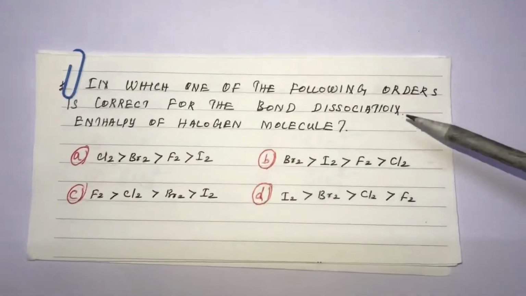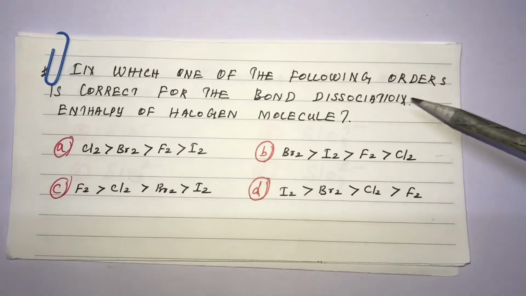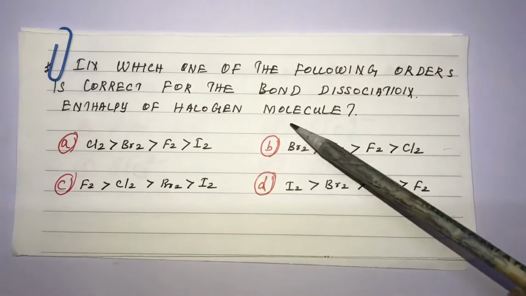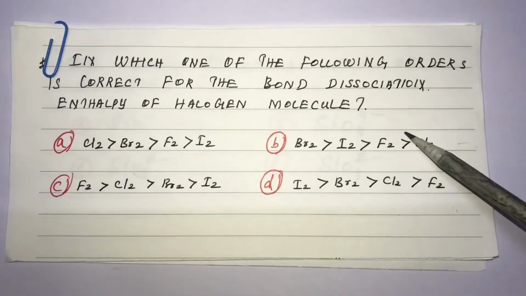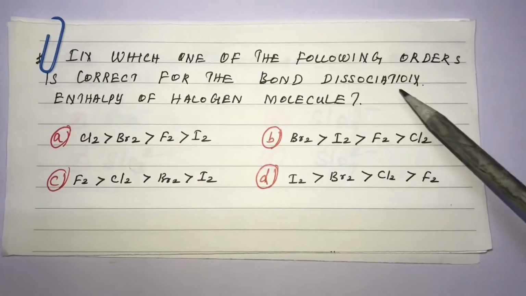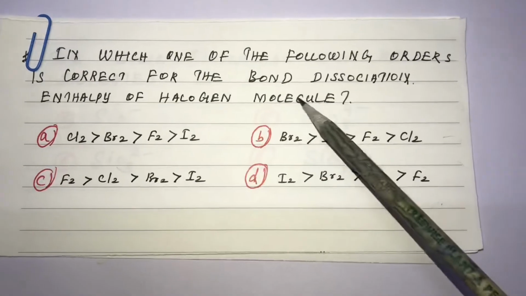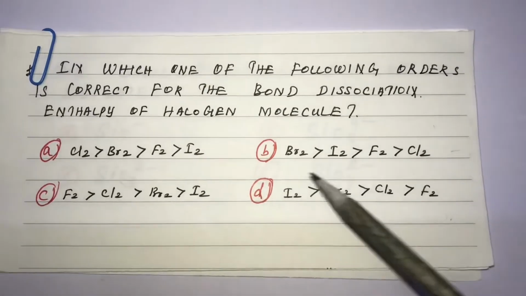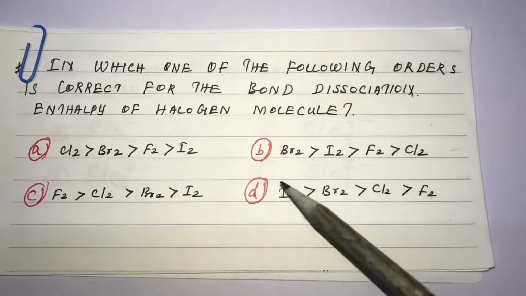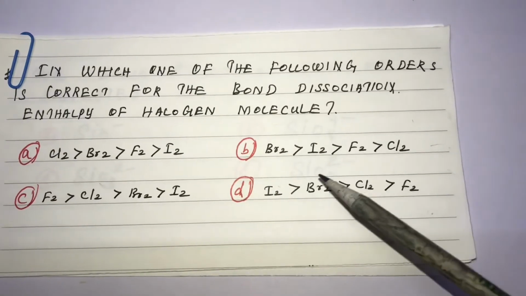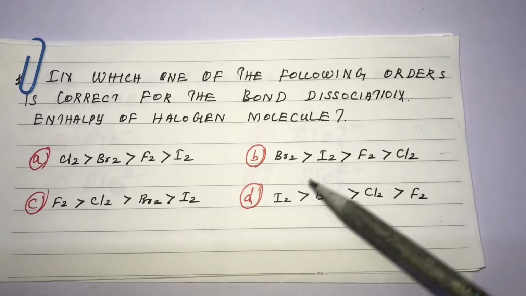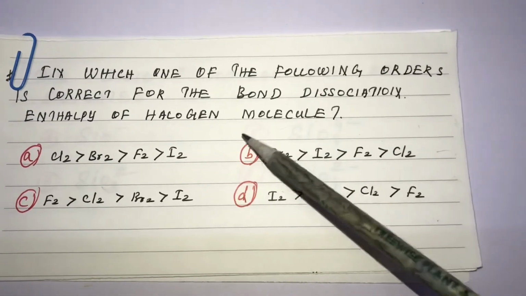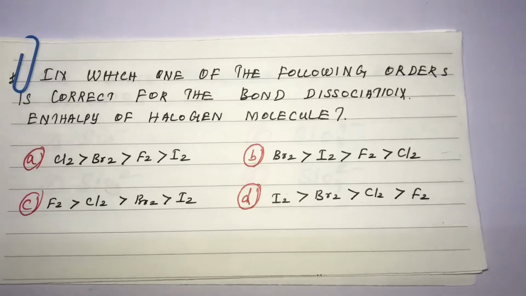The next question is, in which one of the following is the order correct for the bond dissociation enthalpy of halogen molecules? Here the bond dissociation enthalpy change during the bond dissociation for halogens, and different orders are given: fluorine, chlorine, bromine, iodine. So we have to find out the correct order of bond dissociation enthalpy of halogen molecules.